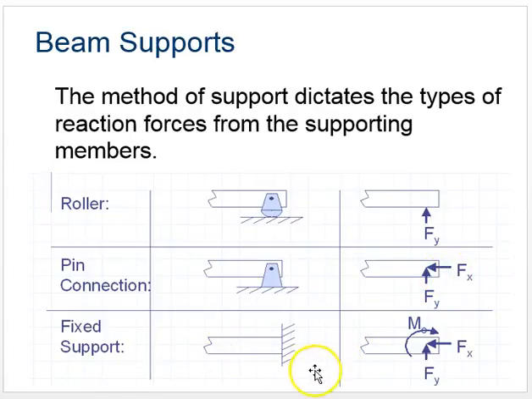And a fixed support, you could think about that it's actually glued into this wall. It's actually connected in there firmly. So it has vertical and horizontal, but also it has a moment there. It means that it can't turn. This one, if I pushed up on it right here, it would spin around. This one is firmly glued in there, it can't move.